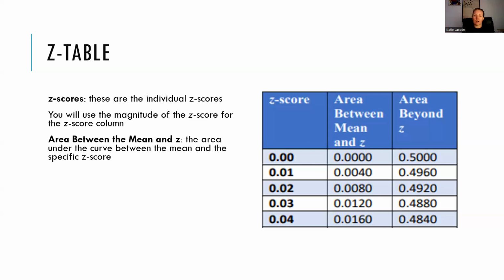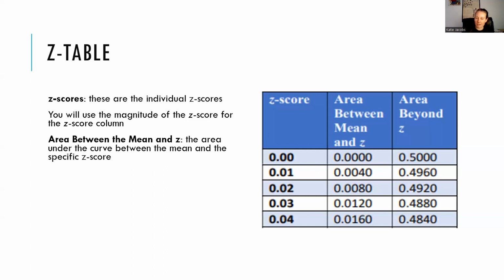And what we have in that column are actually proportions. So what we see there is that between the mean and a Z-score of 0.02, only 0.0080 proportion of our data falls into that. If we convert that number into a percentage, we see that 0.8% of our data set falls between the mean and a Z-score of 0.02.